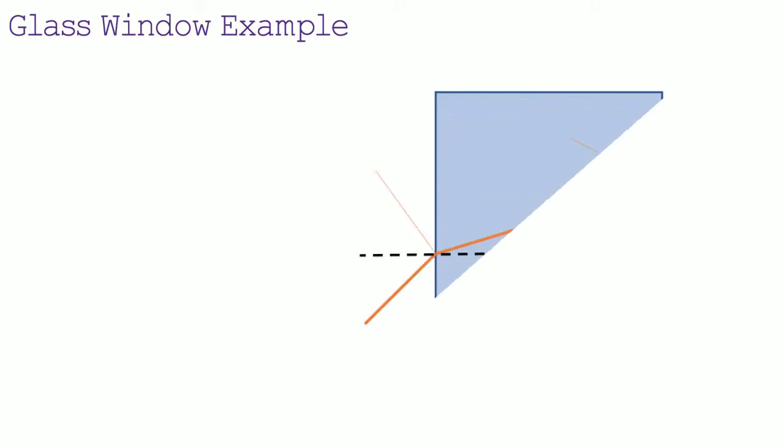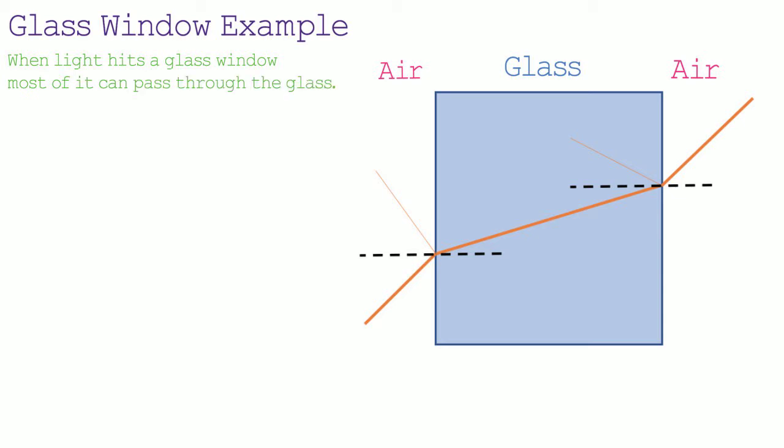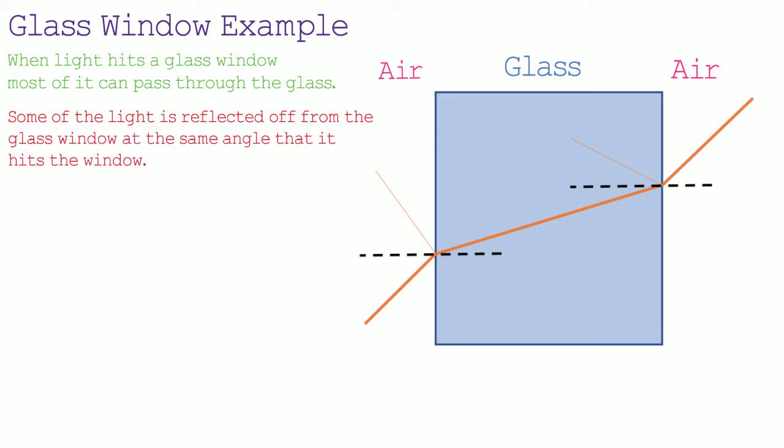We are now going to have a look at a glass window example. This is where light travels through air, then through glass, and then goes on to travelling through air. When light hits a glass window, most of it can pass through the glass. Some of the light is reflected off from the glass window at the same angle that it hits the window. Remember that the angle of incidence is equal to the angle of reflection, and remembering that both of these angles are measured against the normal.